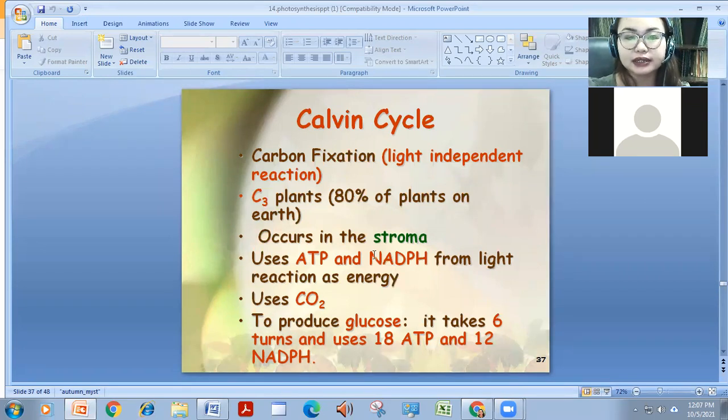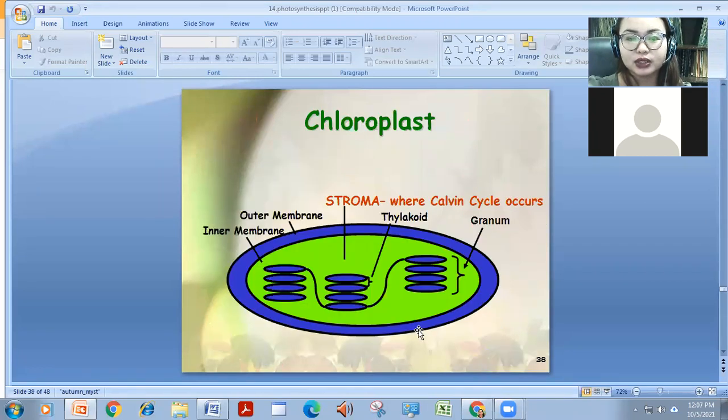Again, it occurs in the stroma, and this uses the ATP and NADPH from the light reaction as energy, uses the carbon dioxide to produce glucose, and it takes six turns and uses 18 ATP and 12 NADPH as a whole. So you can see this is the stroma inside the chloroplast. This is where the Calvin cycle occurs.